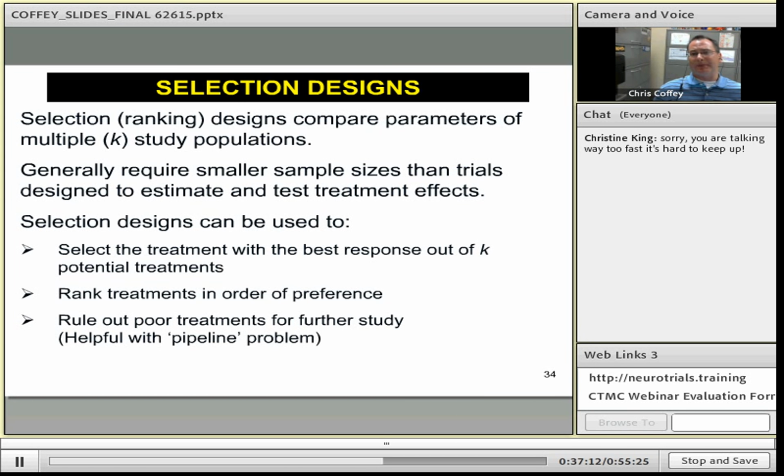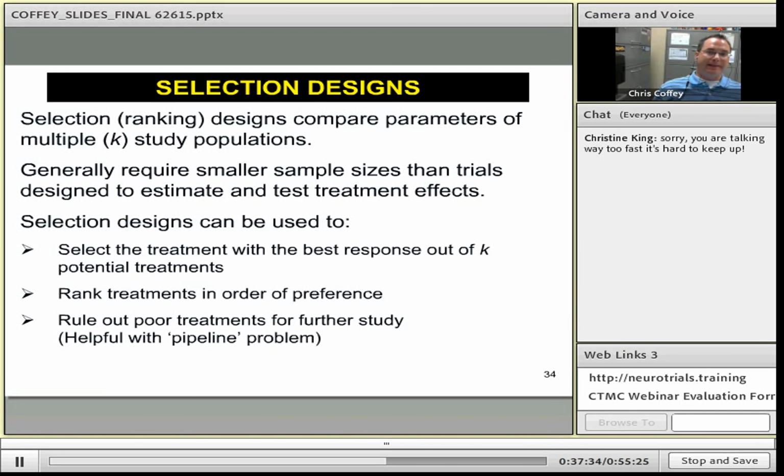Selection designs might be appropriate where, let's say that you're in a disease area and there are several treatments showing promise. You would like to take one into perhaps a phase three study, but you're not clear which one to go with. If you looked at each one individually in a proof of concept study, you're going to need a sufficient sample size to power each of those individually.